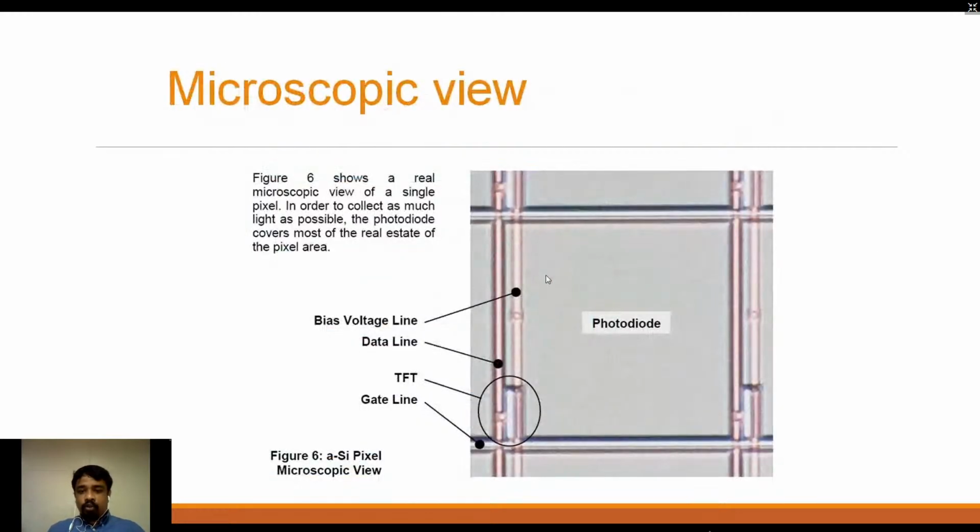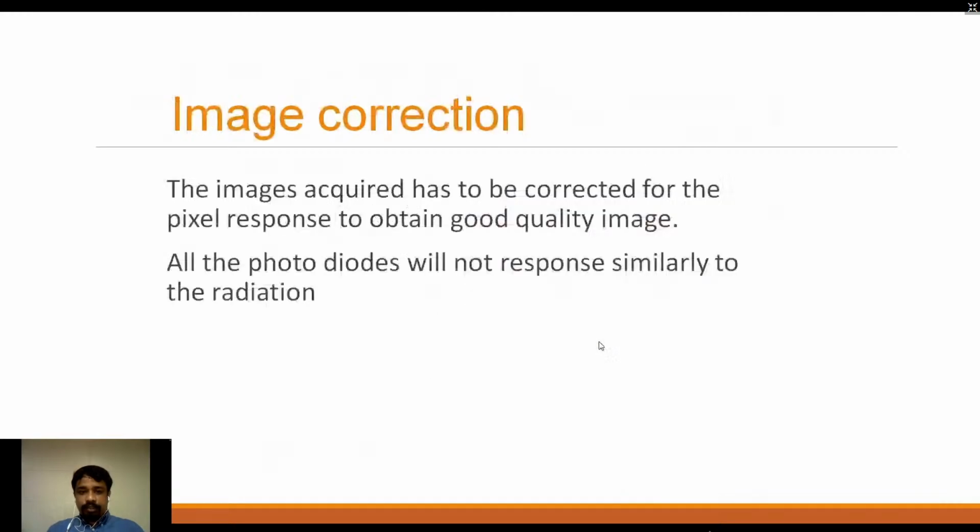This is the microscopic view of these photodiodes, the bias voltage line and the TFT transistor. You can see under the microscope it's just 0.3 millimeters in size, and these are the detectors, and these amorphous silicon panels give an excellent image quality for diagnostic images.